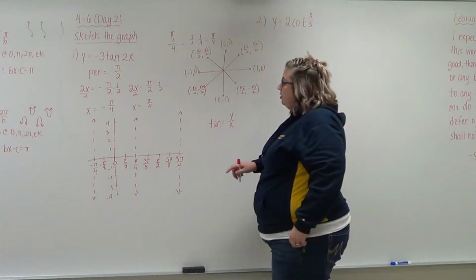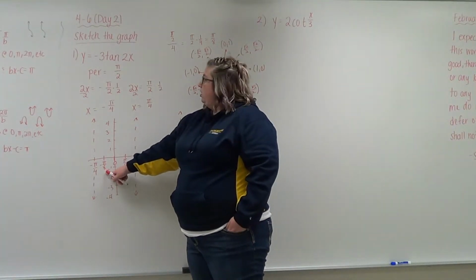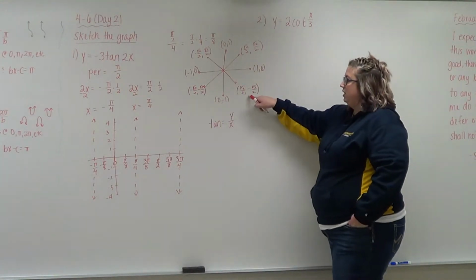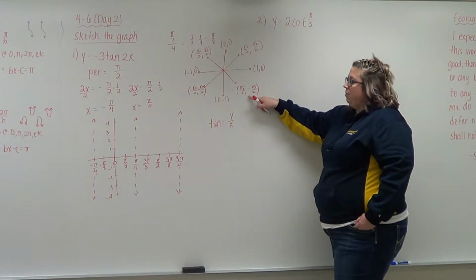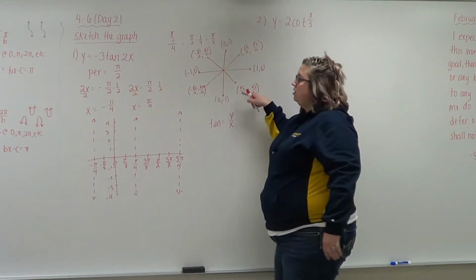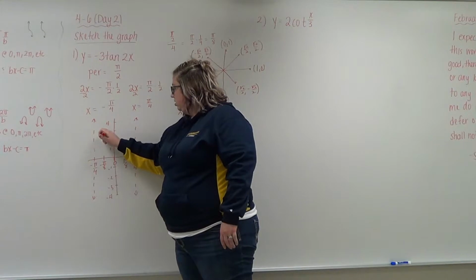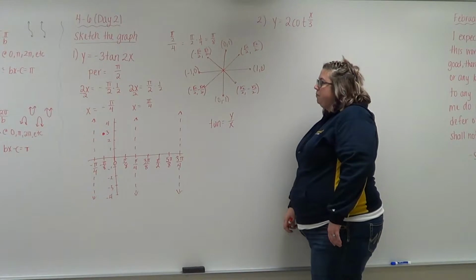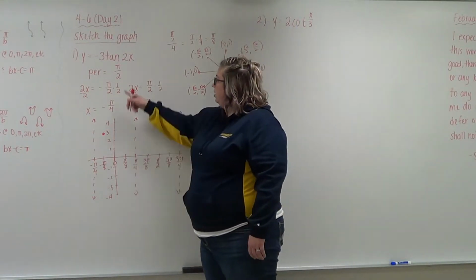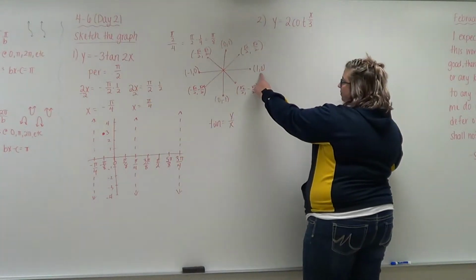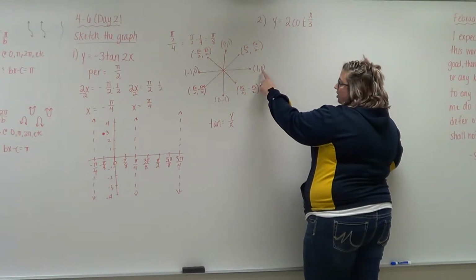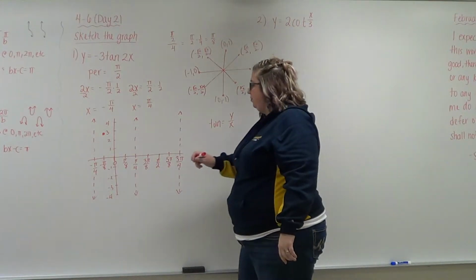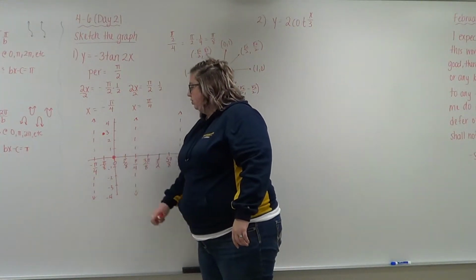Okay. So negative pi over 8 times 2 is negative pi over 4, so that's down here. Tangent of negative pi over 4 is negative 1 times negative 3 is 3. Zero times 2 is 0, so it'll be right here. Okay, to find the tangent, y divided by x, so 0 divided by 1 would be 0, times negative 3 is 0.